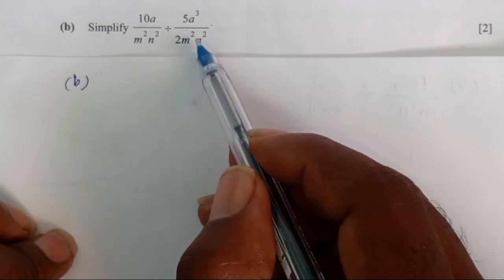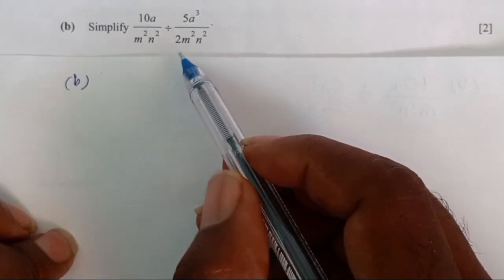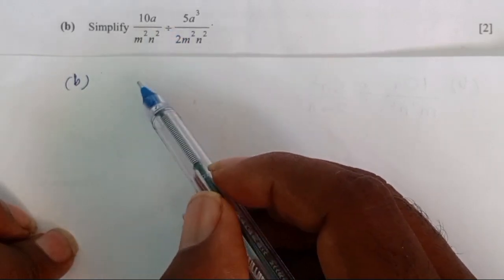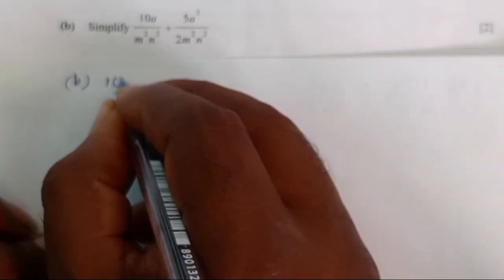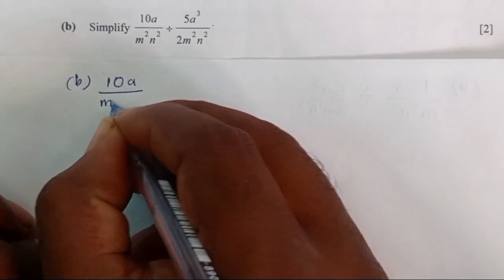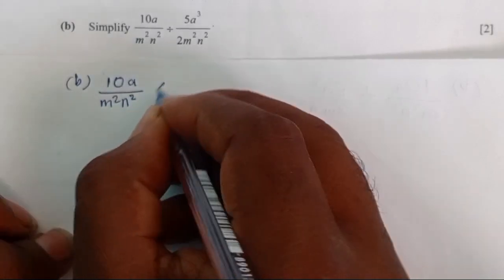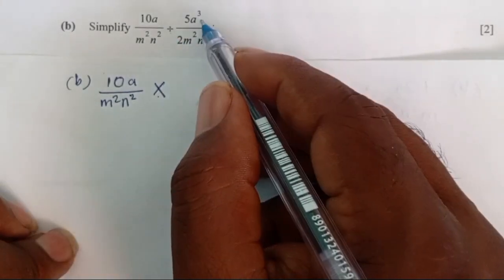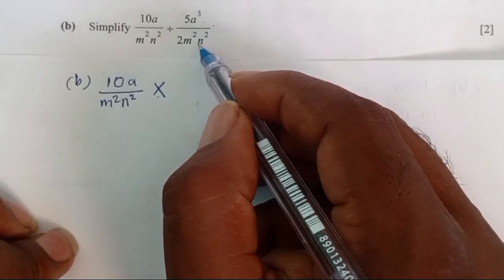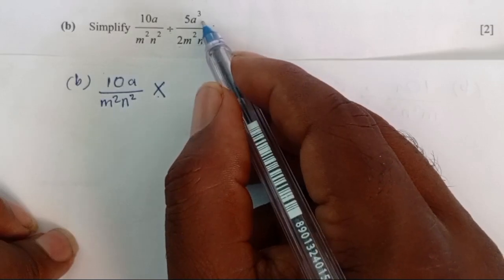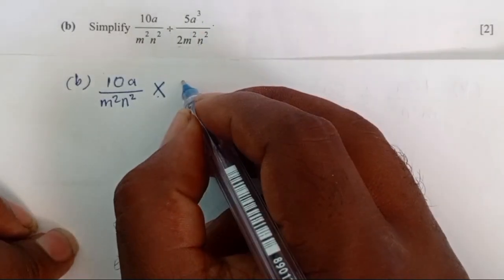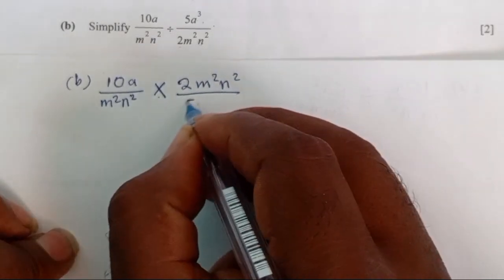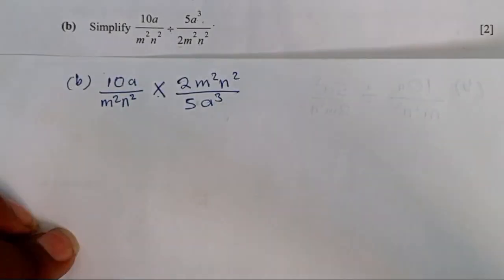B. 10a over m squared n squared, divided by 5a to the power 3 over 2m squared n squared. From there, the first thing that we need to do, we need to change this division to multiplication. So you say 10a over m squared n squared times. When this division changes to multiplication, then this fraction will change. The denominator will be the numerator. The numerator will be the denominator. So we are going to have 2m squared n squared over 5a to the power 3.